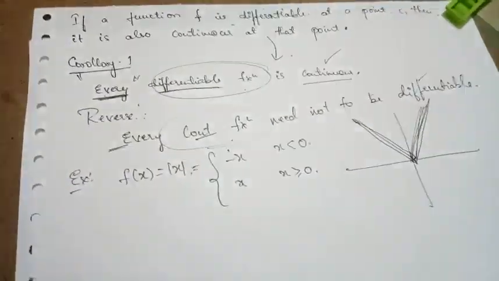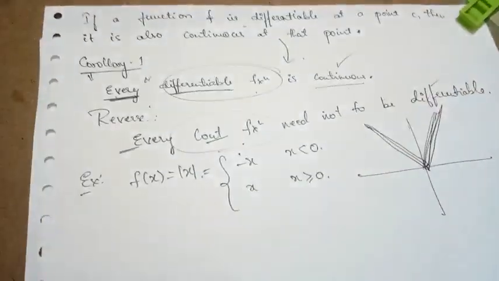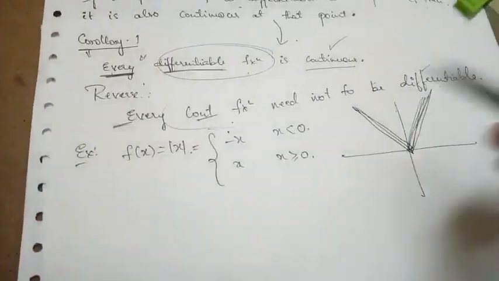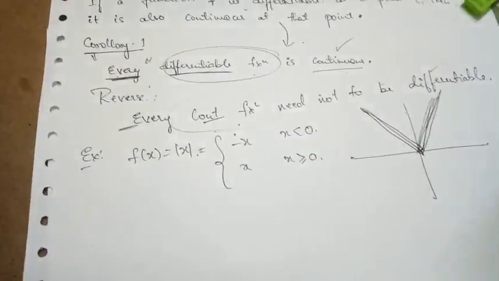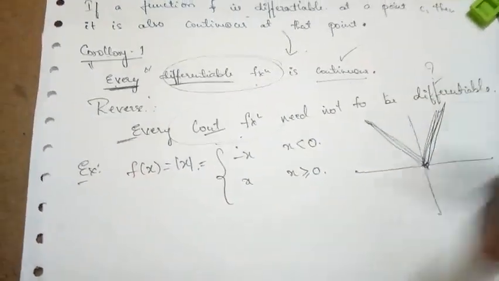So this is the modulus function. We know the graph of the modulus function. By looking at the graph also, you can say that the given function is a continuous function. Now I will check whether it is differentiable or not.